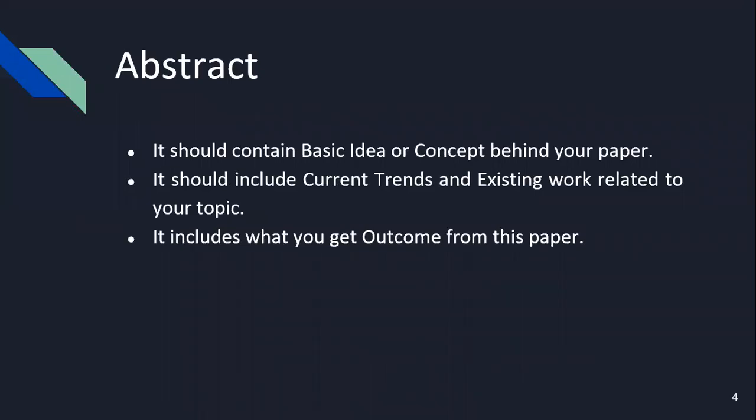Now, the abstract part should contain the basic idea or concept behind your paper. It includes the current trends and existing work related to your topic. It is like a summary of your paper. Also, it contains the outcome of your paper. It is the most important part, which will be reviewed first by any researcher. So it has to be good for a good impact.